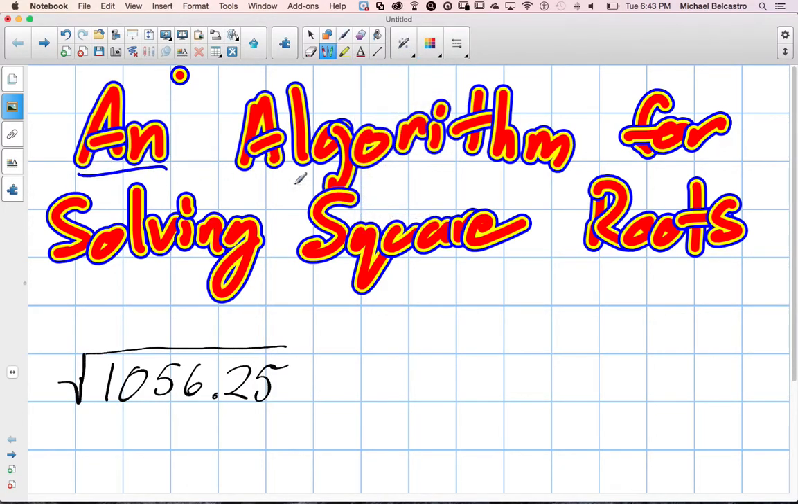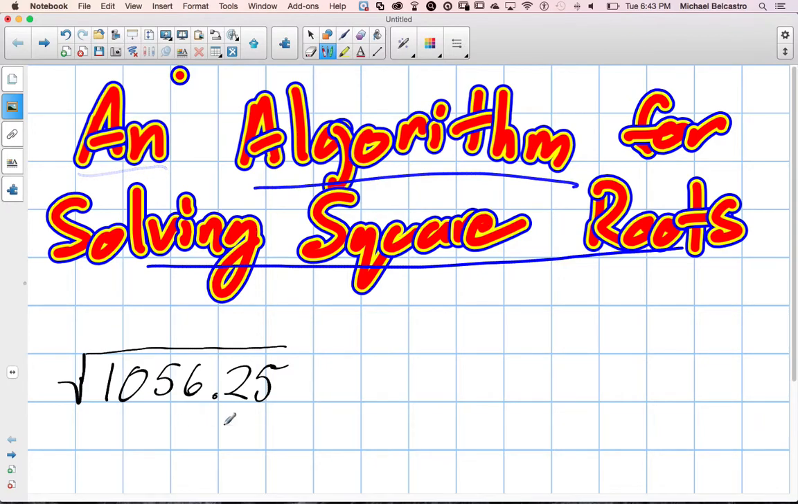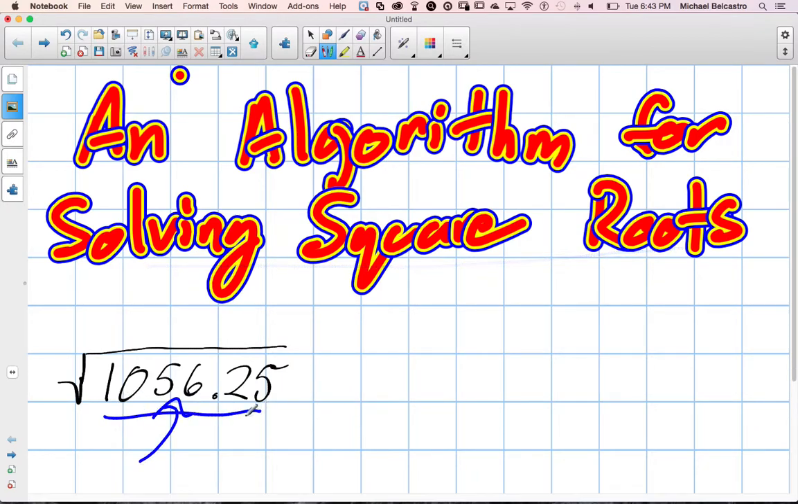We're going to show you an algorithm. So that means like a process for solving square roots. So this is by doing it by hand, okay? And it's actually kind of similar to long division, just a little bit different in the rules. So imagine some jerk asks you to do this, the square root of this number, but with no calculator.